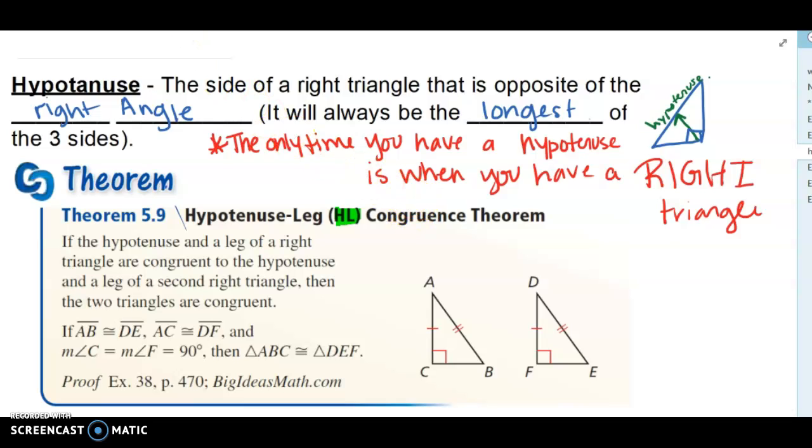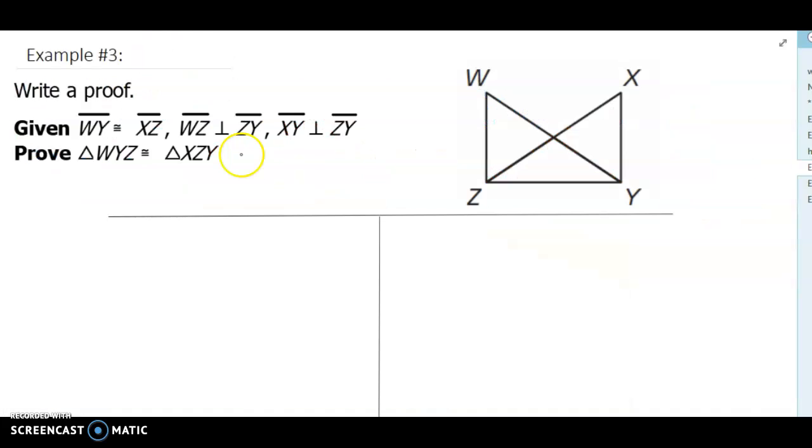Okay, so the hypotenuse leg theorem tells us if you know that the two hypotenuses are congruent to each other, remember, the hypotenuse is opposite of the right angle, and one of the two legs, that's enough to determine that these two triangles are congruent. There was also a very short video on the hypotenuse leg theorem as well. All right, let's do an example using the hypotenuse leg theorem.